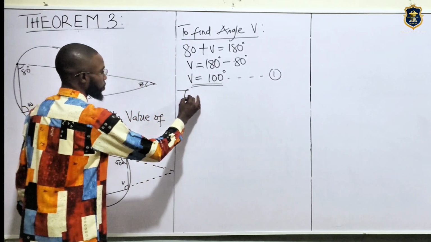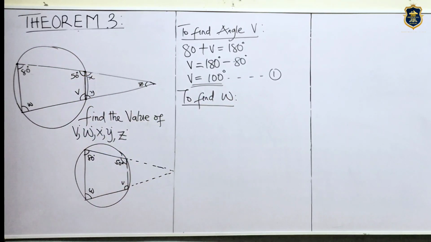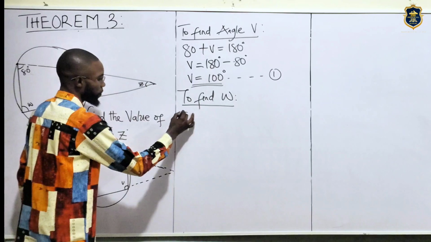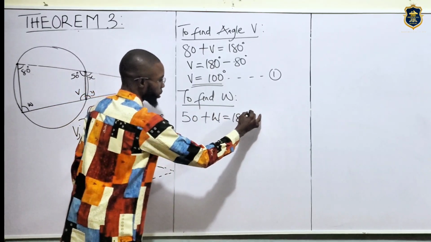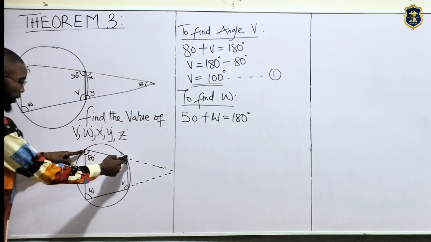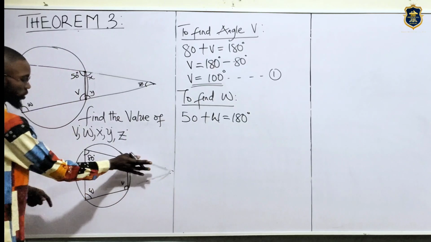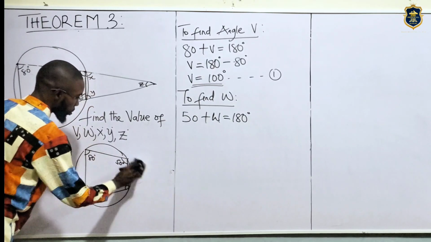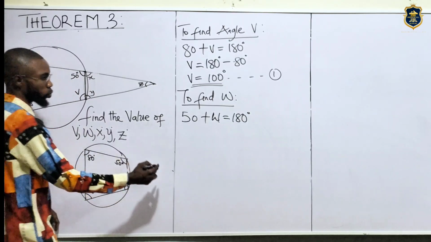To find W, it's easy now, right? It will be 50 plus W, because look at 50 plus W equals 180. So we have 50 plus W equal to 180 degrees, because we said wherever we have 4 sides touching first. If we take this one off, you see that there are 4 sides touching. So from there, you see that this plus this equals 180.